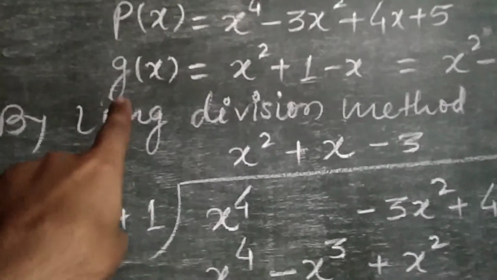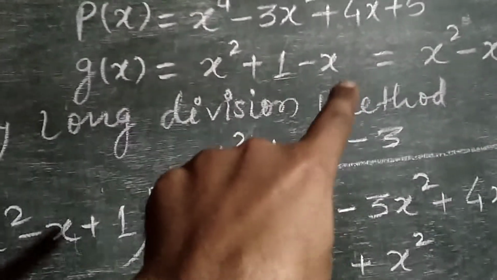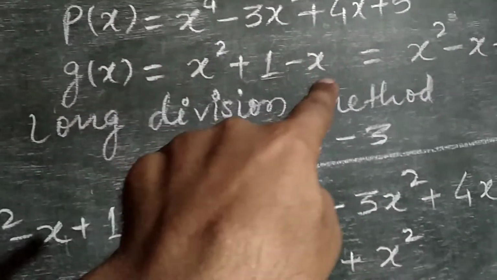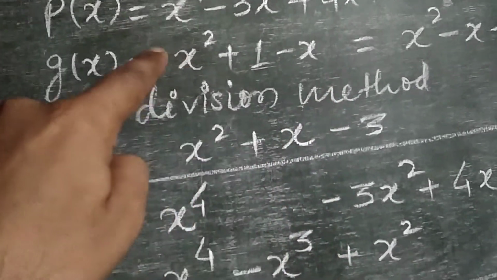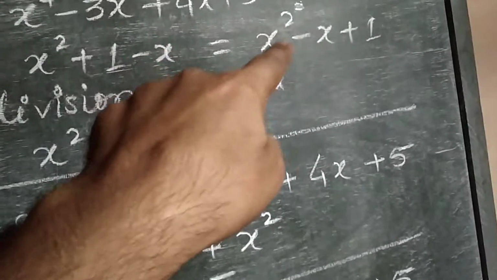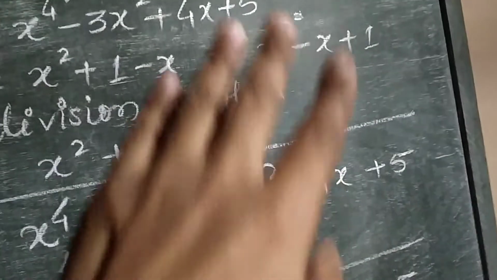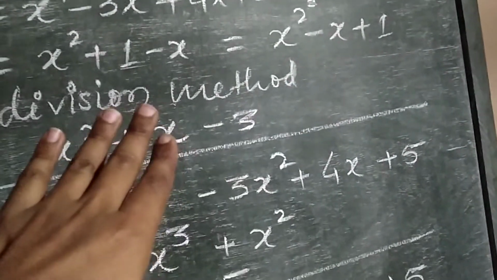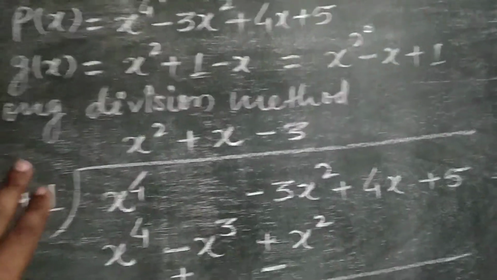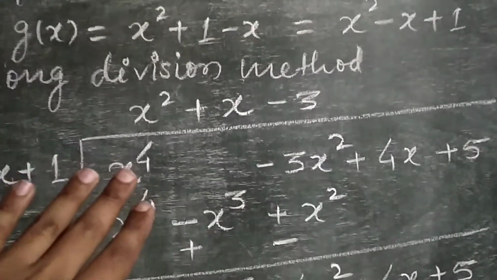But look the g of x. It is x square plus 1 minus x. Here it is not in the decreasing power of x. So we will rearrange it as x square minus x plus 1. So now it is in standard form. So we can apply the long division process.